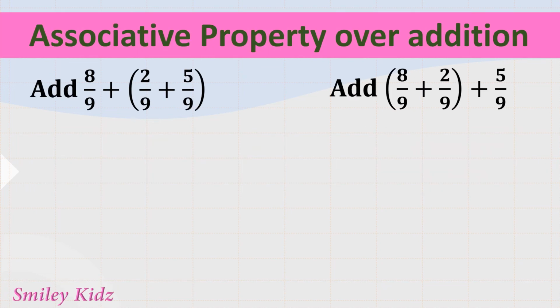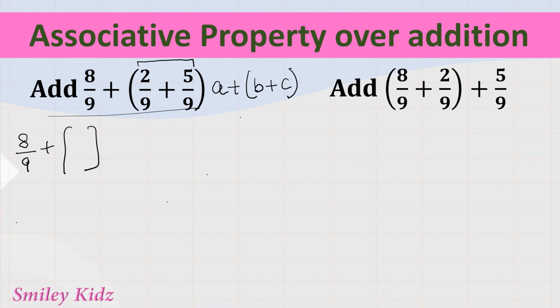Associative property over addition. Our property is A plus (B plus C), where B plus C will be in the brackets. So here is our example. 8 by 9 plus (2 by 9 plus 5 by 9). 2 by 9 plus 5 by 9 are in the brackets. So first we will be solving 2 by 9 plus 5 by 9. We will be solving the brackets part. 2 by 9 plus 5 by 9 will be equal to 7 by 9.